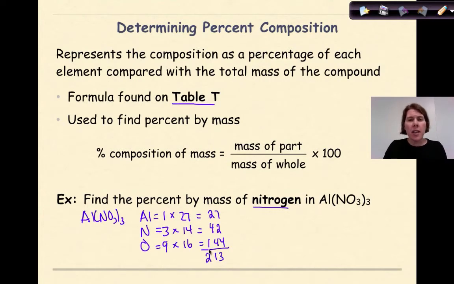And for all of the calculations that I'm doing today, just for the sake of time, I am rounding them to the nearest whole number. If your teacher is adamant about using the decimal places that are listed on your periodic table, by all means, please do so.